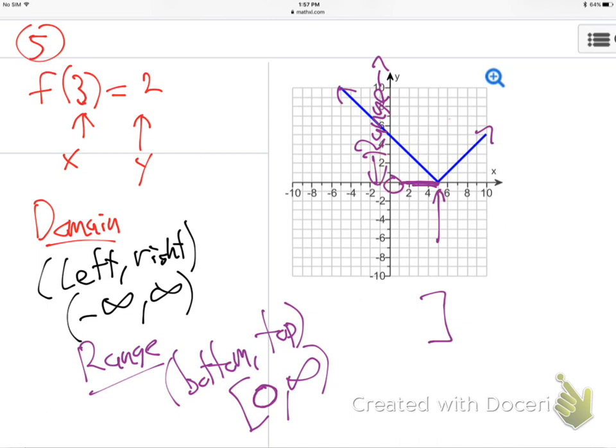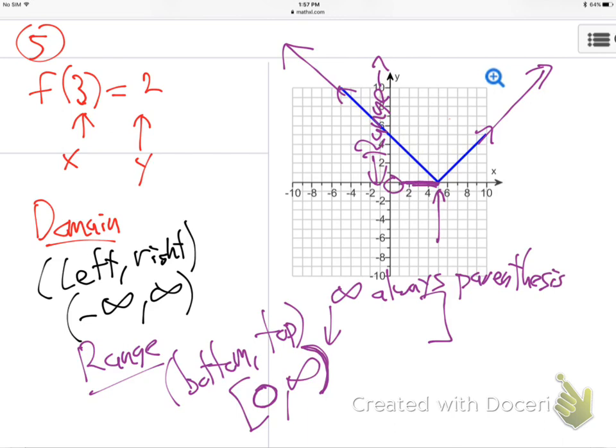But this graph goes up forever to infinity. Infinities always get a parenthesis. Infinity always gets parentheses. Never a bracket. Why? Because you can never be right on infinity, right? You can never be right on infinity.